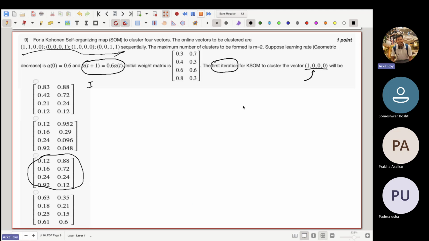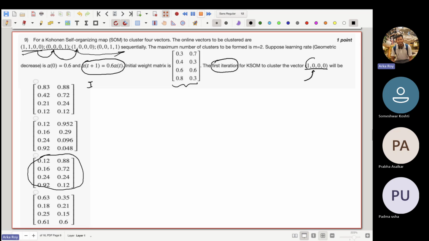So how do you have to do it? As Someshwar rightly pointed out, you have to start with this data, and subsequently you have to feed this. Then you have to update the weights that have been given over here. Then you have to feed this. Then you have to check what is the final update.